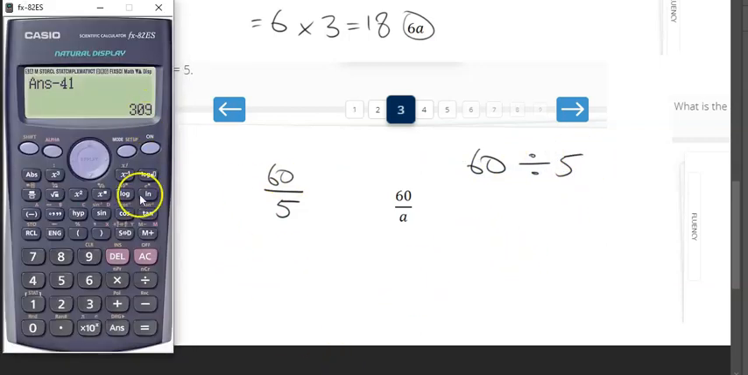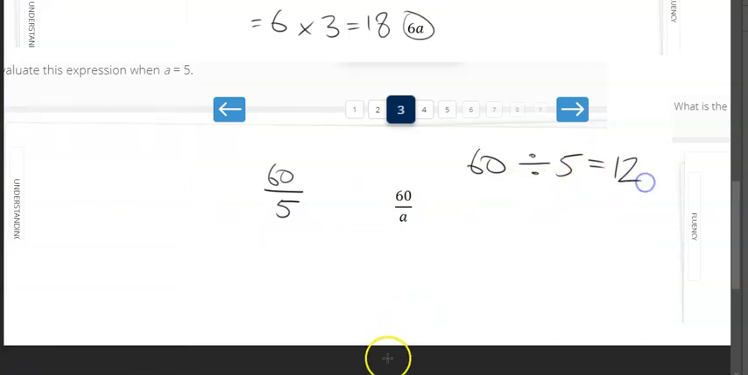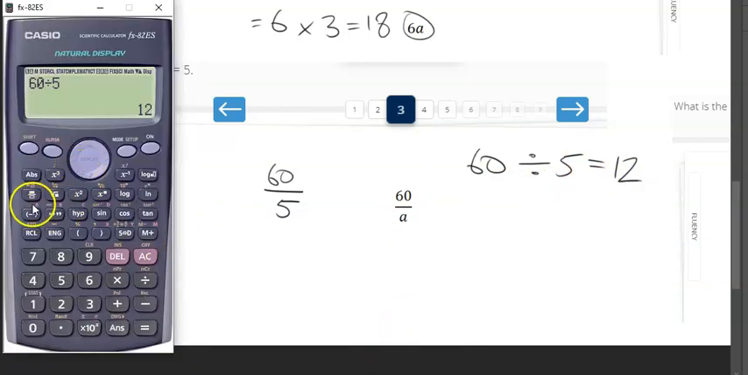I can prove this to you with a calculator. If we were to do 60 divided by 5, we get the answer of 12. Then also, if we were to write this as a fraction, 60 over 5, and press execute, we still get the same answer of 12.